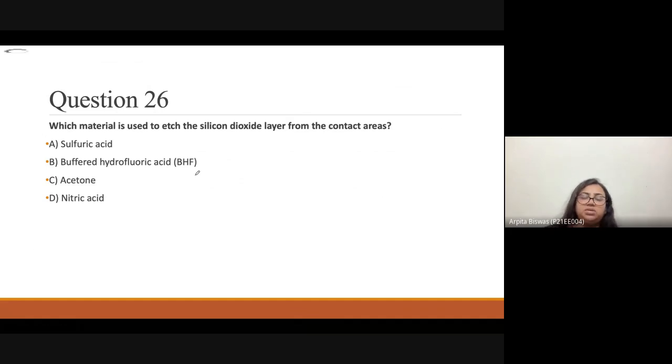So which one is the right answer? Which option is the right answer? Which material is used to etch the silicon dioxide layer from the contact area? Because if we go for the micro heater, and after the micro heater we go for the electrode deposition, which type of structure is it?